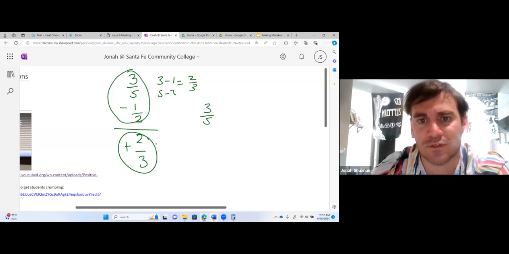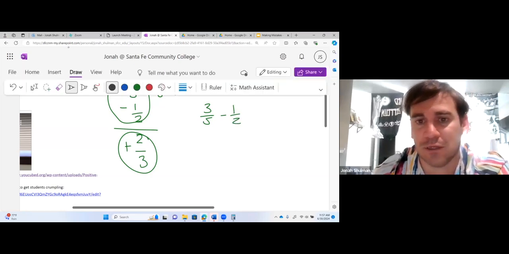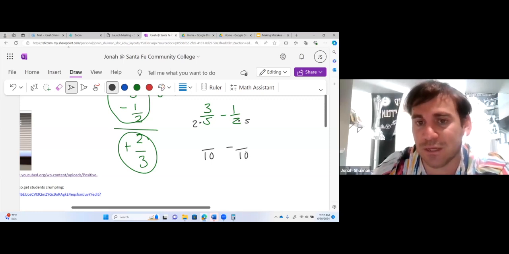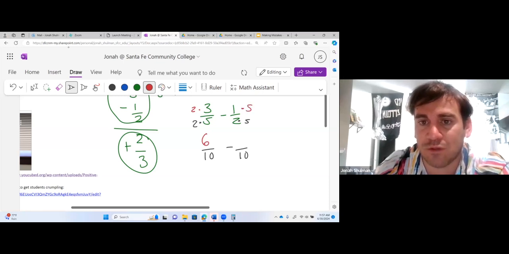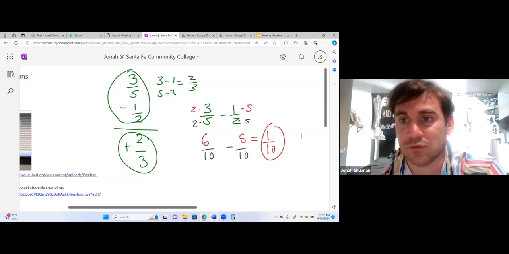So if it's 3/5 minus 1/2, the first thing you have to do is get what's called a common denominator. So I'm going to multiply this by 2 and this by 5. That way I'll have 10 on the bottom. This is its least common multiple. The 2 and the 5 look the same when they're both 10. But if I do something to the bottom, I have to also do it to the top. So 3 times 2 is 6, and 1 times 5 is 5. So this answer should be 1/10 and not 2/3. That's a really common misconception you can help students find.